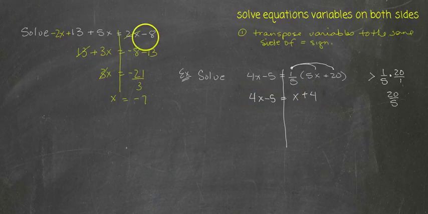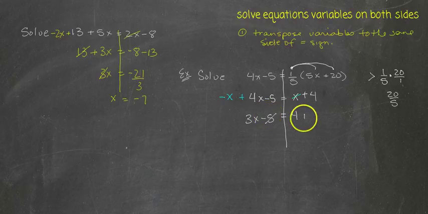Now I have a problem that looks exactly like my first example. I think I'm going to subtract x from both sides, so I'm going to do the same thing in this direction, minus x, and I have to remember to put a sign in front of my 4 now. And then I simplify both sides. 4x take away 1x equals 3x minus 5. Now I'm going to transpose my 5. So I have 3x equals 9, and then transpose 3, and I have x equals 3.